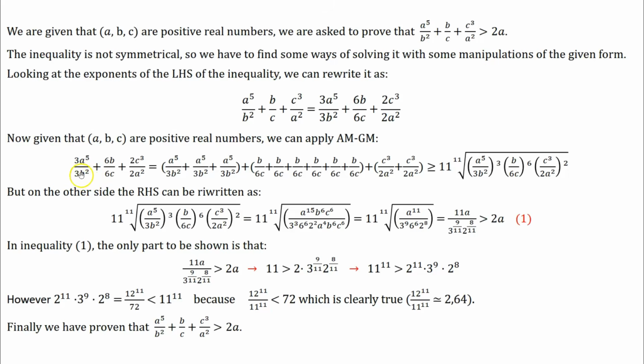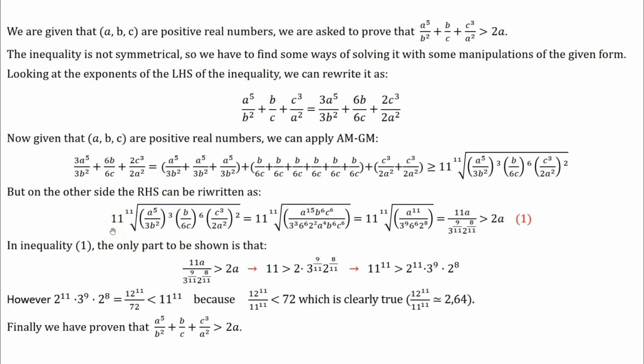But in order to do so, we divide the first term into 3 factors, the second term into 6 factors, and the third term into 2 factors. Now we have 11 factors. Because a, b, c are positive real numbers, we can apply AM-GM, and this will be greater or equal to 11 times the 11th root of the given expressions. Now, this side over here is greater or equal to this term over here. But let's see what this term actually has.